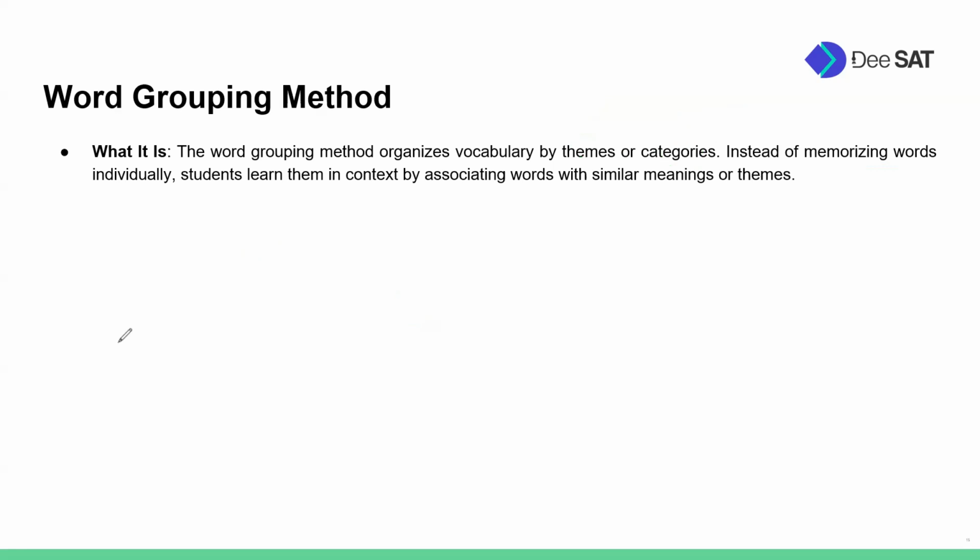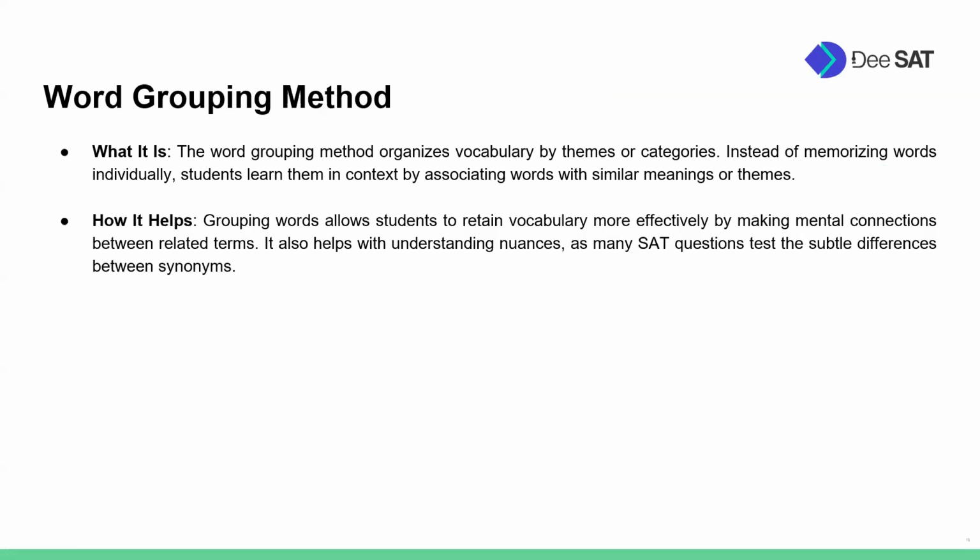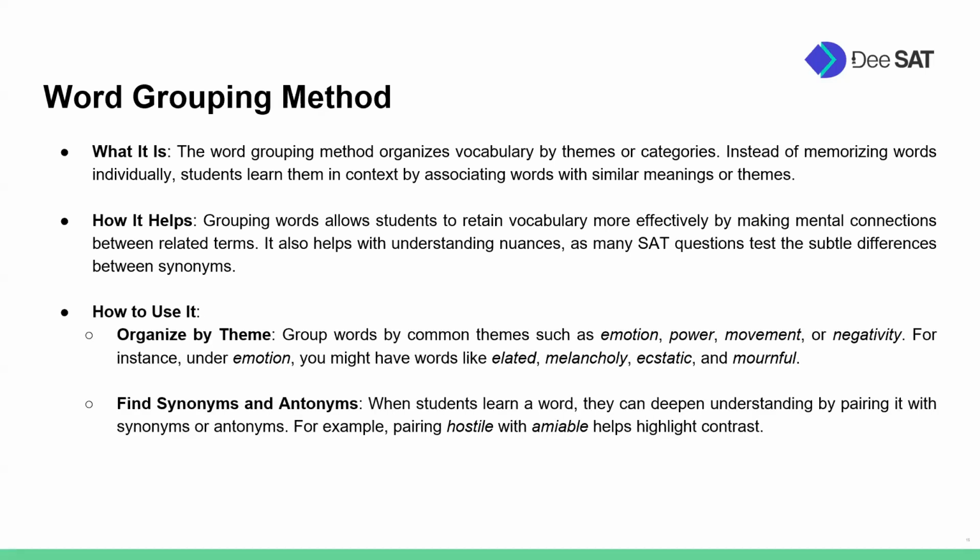Which means that the moment you see the word, you will not have to think of it as an entirely random word, but you could think of it in context to some larger context, which would ultimately help you in recollecting the precise meaning of that word. How to use this specific method is that you group the words by common themes: emotion, power, movement, negativity, whatever it could be. Or if you want a specific example, the different emotions that we talk of. It could be happy, sad, angry. It could be enthusiastic. It could be inquisitive. So whatever words you're talking about which are related to emotions, you can simply categorize them under the theme of emotion.